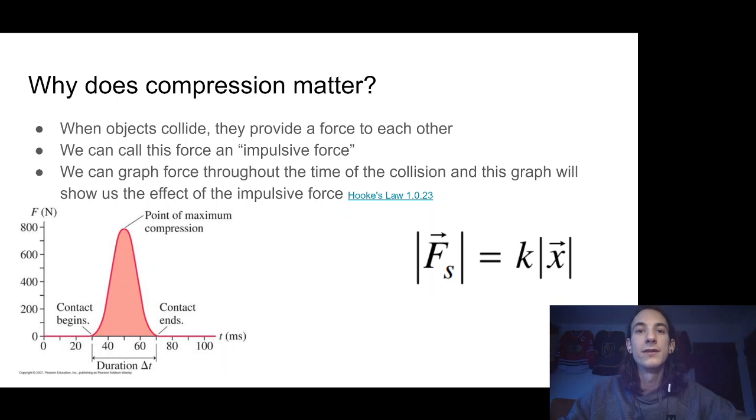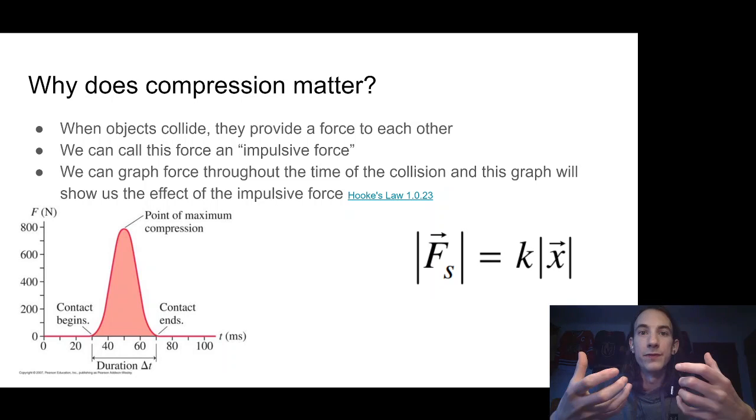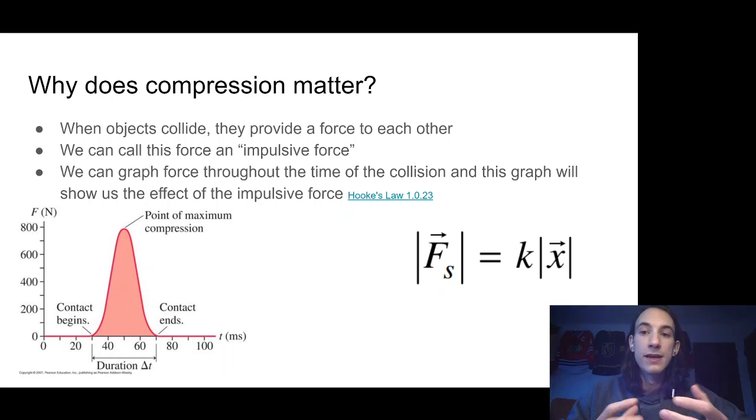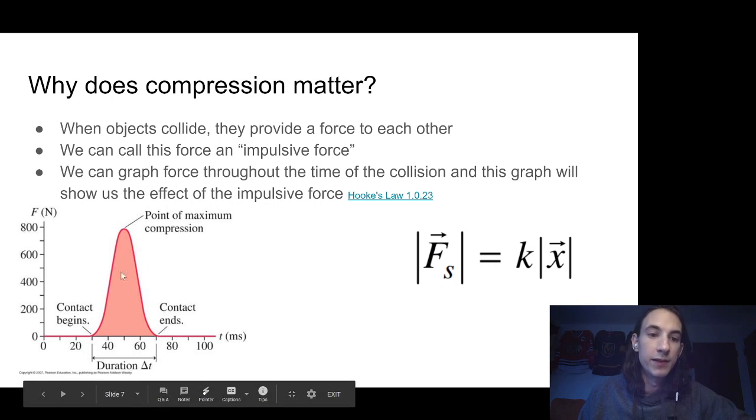You don't need to know that definition, but we can call this an impulsive force. And what we can do is graph this impulsive force. We said this force is happening over some amount of time. It takes some amount of time for this spring to compress. We have this force, and we can create a graph of this force versus time graph. And the force versus time graph looks something like this.